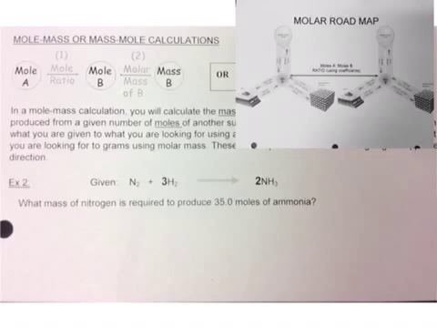So let's try another one. Let's look at example 2. Oh, here's our equation that we've talked about already today. We've been given nitrogen plus hydrogen to yield ammonia. But look how example 2 is different than example 1. It says, what mass of nitrogen? So I'm going to come over here and put question mark grams. They want to know how many grams of nitrogen was required to produce 35 moles of ammonia. So I come over here and I label 35 moles.